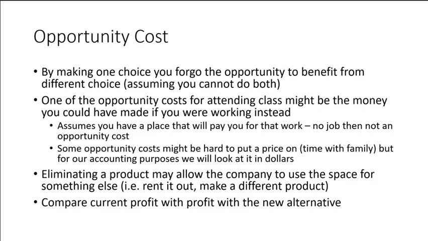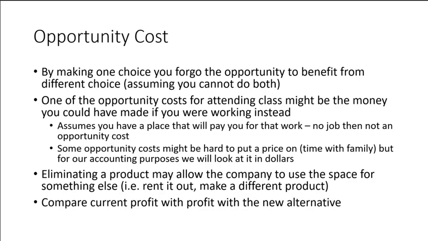Okay? So, as in the example on the slides, the opportunity cost for attending class, watching this video, whatever, is the money you could have made if you were working instead. That assumes that you have a place that would pay you for that work, meaning that you could have done that. If there's no job, there's not an opportunity cost. Sometimes those are hard to put a price on, like time with your family. But in accounting, we always have to reduce everything to dollars and cents in order to make the decisions and be able to do the analysis.